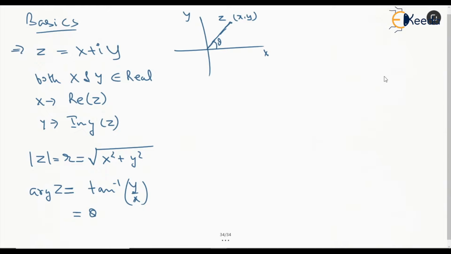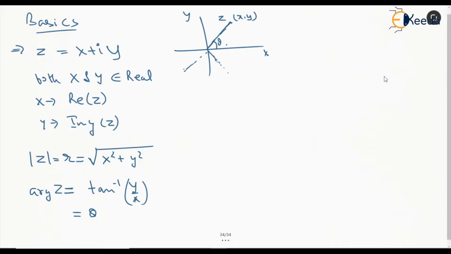We have to make sure that in which quadrant we are. If we are in the first quadrant, it is theta. If we are in, let's say, the second quadrant, it is going to be pi minus theta. If we are in the third quadrant, it is going to be pi plus theta, and if we are in the fourth quadrant, it is going to be minus theta, right?